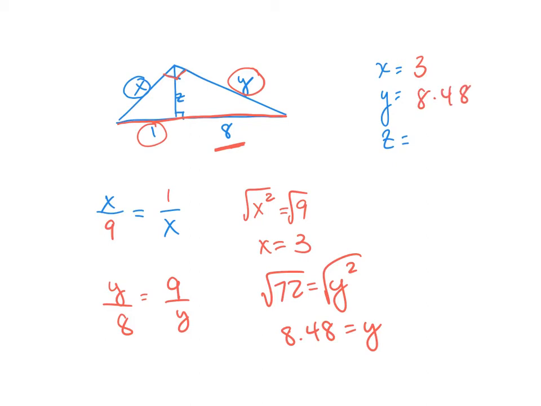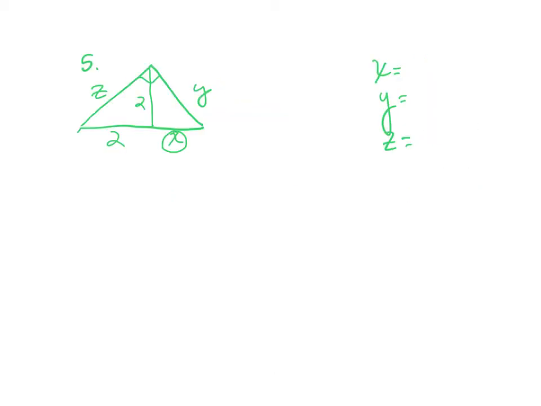So if z is the altitude, the rule says, I'm going to change color here, that the altitude is the geometric mean. So you put that in two places, between the two segments it creates. What are the two pieces of that other side that it creates? 1 and 8. So we have 8 equals z squared. Z equals 2 point something. What is it? 2.83. So we just found x, y, and z.